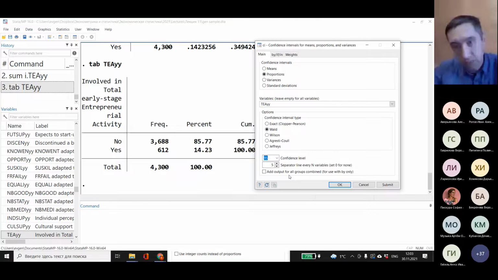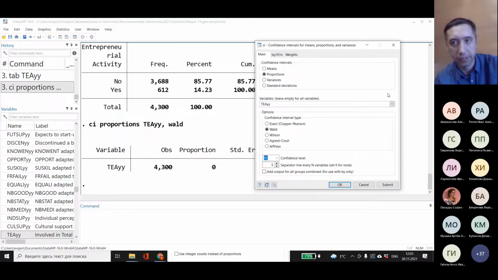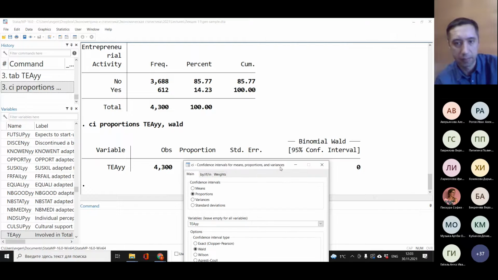By default, Stata uses the exact Clopper-Pearson method to calculate the confidence interval for the proportion, but your textbook and we in our course will use the Wald confidence interval. Especially in the exam, don't forget to click Wald or to use the Wald option when you calculate a proportion confidence interval, and click submit. Now, everyone, do the same, please.